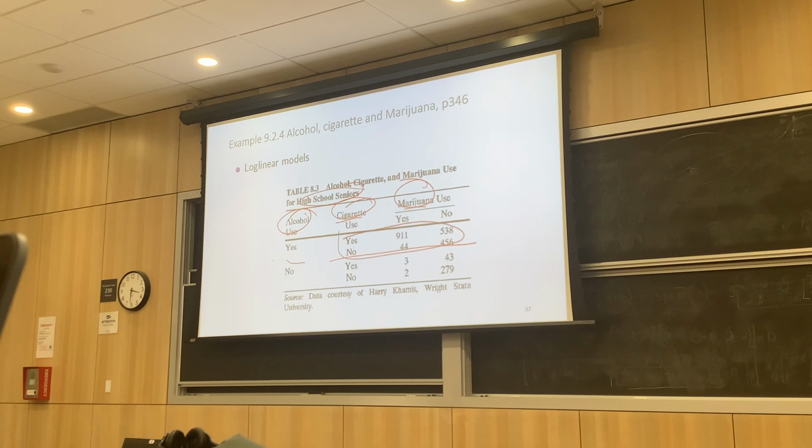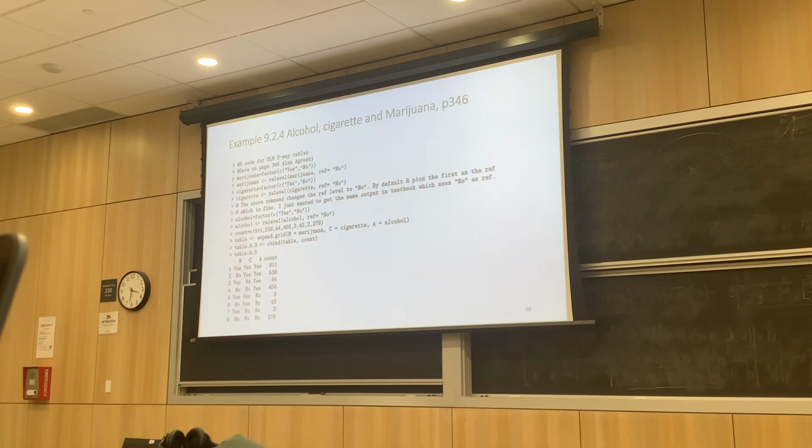This is the table for cigarette and marijuana, and these are for alcohol equals yes. For the other alcohol category, maybe if you call this K equals 1 and this K equals 2, we have another table. So now we are going to analyze using what we were talking about. First I read them in, and here is the data I created.